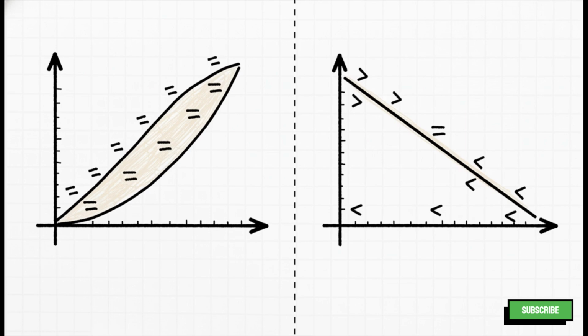What you need to remember is this. A rectangular hyperbola has constant elasticity. It's a straight line or linear demand curve that has varying elasticity at every point. That's a super important distinction to remember for your exams.